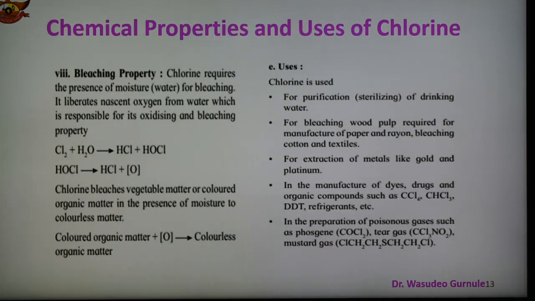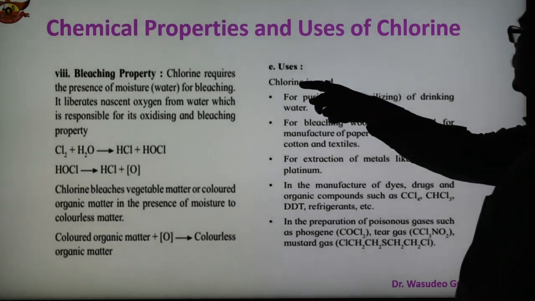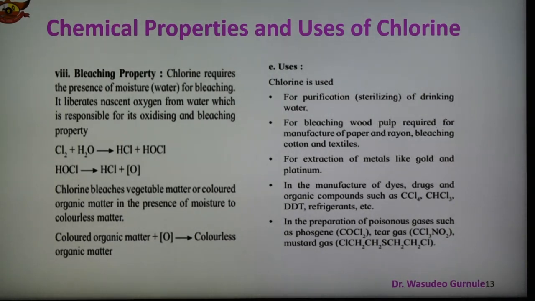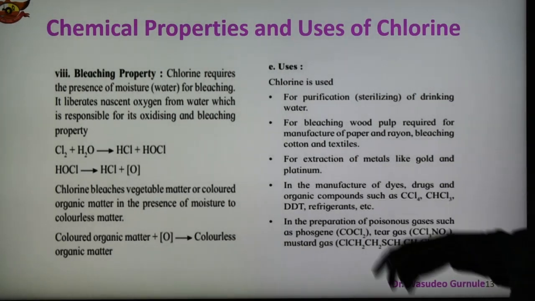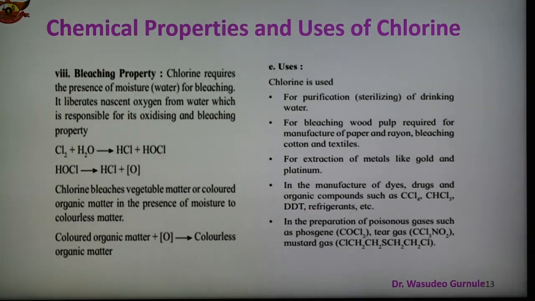So bleaching is an important property of chlorine, and there are certain uses. Chlorine is very useful for the purification of drinking water or well water, also known as sterilizing drinking water. It is also used for bleaching wood pulp required for the manufacture of paper and rayon, and for bleaching cotton textiles. A number of applications are there, and chlorine is also used for the extraction of metals like gold and platinum.